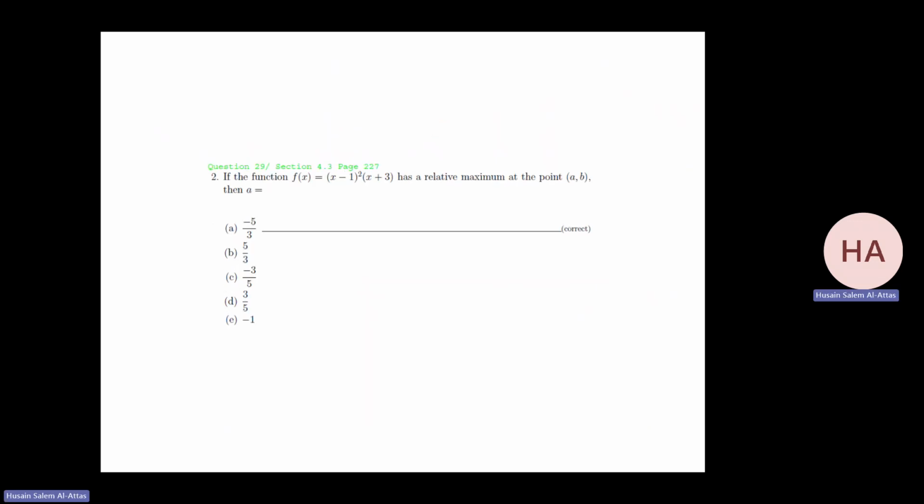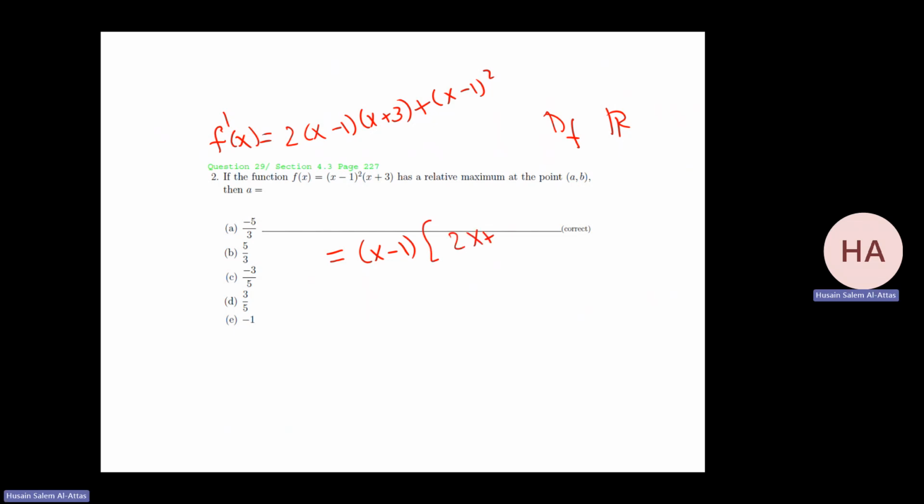Another way to state the problem: the function has its maximum at this, find x actually. Do the calculation. The domain is all real numbers. So f prime is a product of two functions: the derivative of the first times the second, plus the first times the derivative of the second, which is 1, so no need to worry about it. I can take x minus 1 as a common factor. I have 2x plus 6 plus x minus 1. So I have x minus 1 times 3x plus 5. That will be f prime.